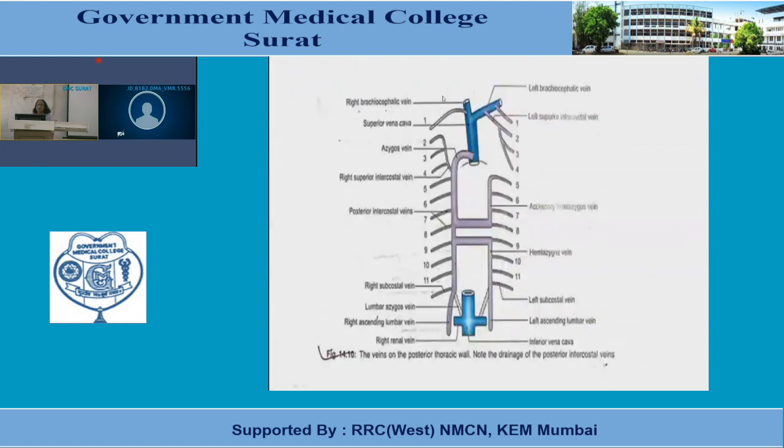Again you can see the diagram. The accessory hemiazygous is formed by the 5th, 6th, 7th posterior intercostals, and later on it joins with the azygous vein. Here the 9th, 10th, 11th posterior intercostals form the hemiazygous, which ultimately joins the azygous vein.